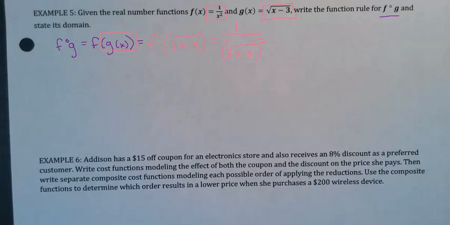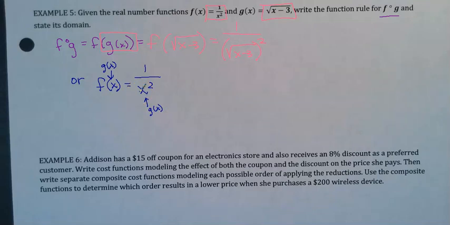Another way to think about it, let me change this. The other way you can think about it is: I've got my f of x equals 1 over x squared, and so I've got to put my g of x, right? My g of x has to go in here, which means my g of x formula is going to go in there.